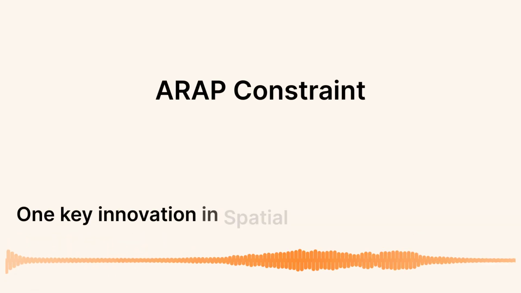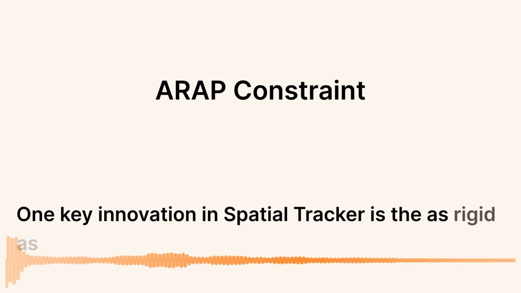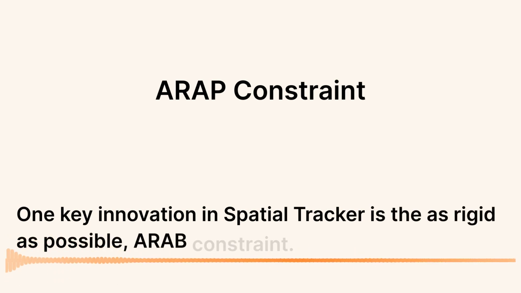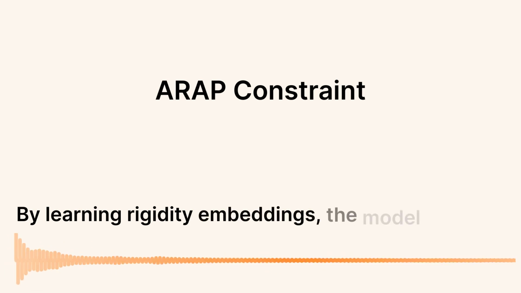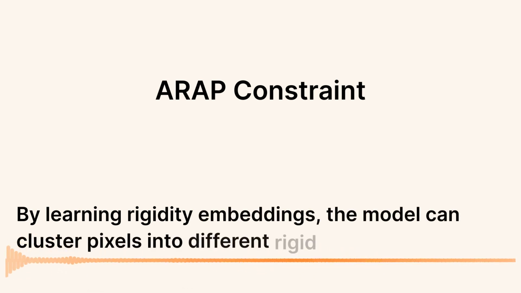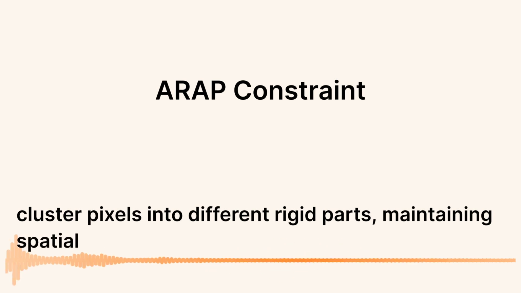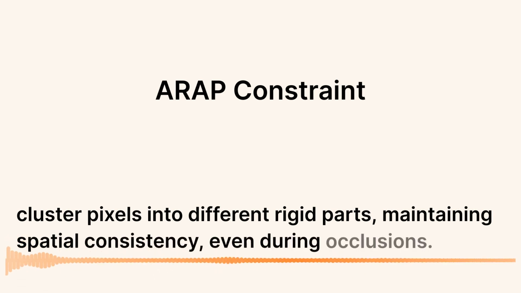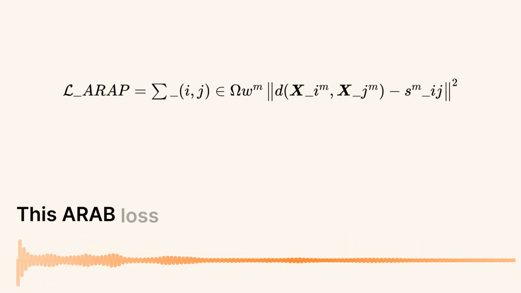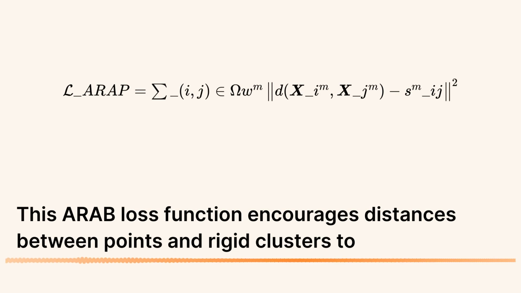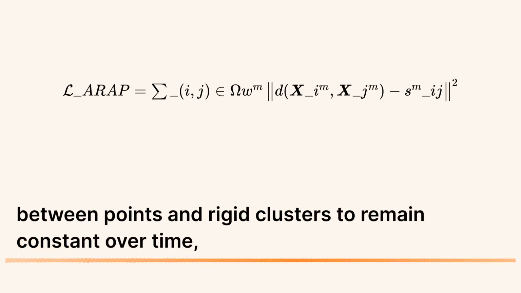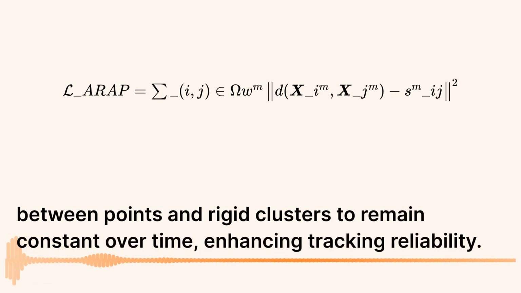One key innovation in Spatial Tracker is the as-rigid-as-possible, or ARAP, constraint. By learning rigidity embeddings, the model can cluster pixels into different rigid parts, maintaining spatial consistency even during occlusions. This ARAP loss function encourages distances between points in rigid clusters to remain constant over time, enhancing tracking reliability.